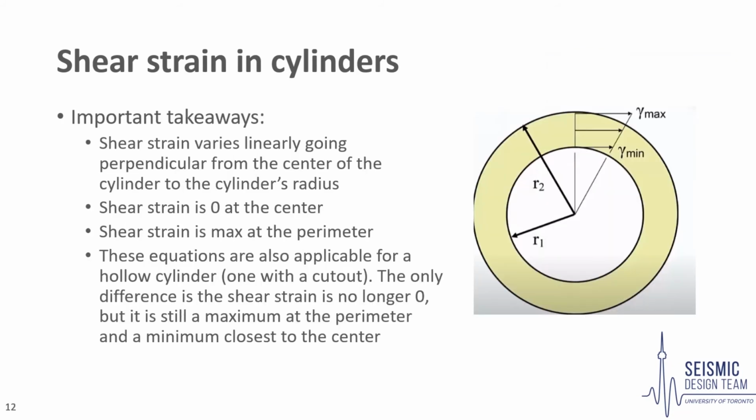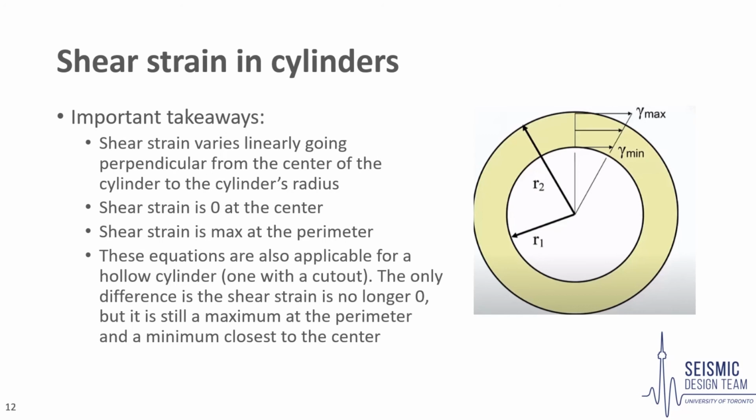This relationship tells us some important aspects about how shear strain varies along the cylinder's cross-section. First, the shear strain varies linearly going perpendicular from the center of a cylinder to the cylinder's radius. Shear strain is 0 at the center of a cylinder, and shear strain is max at the perimeter, or at the distance farthest from the center.